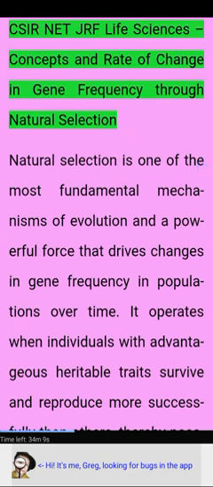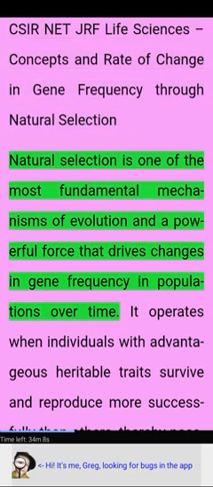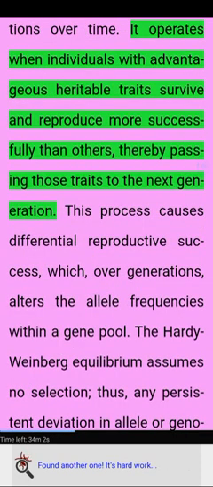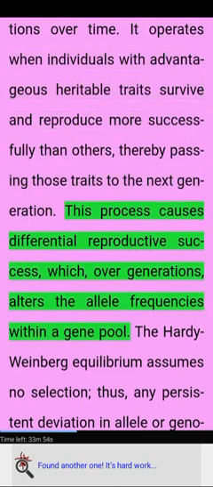CSIR NET JRF Life Sciences: concepts and rate of change in gene frequency through natural selection. Natural selection is one of the most fundamental mechanisms of evolution and a powerful force that drives changes in gene frequency in populations over time. It operates when individuals with advantageous heritable traits survive and reproduce more successfully than others, thereby passing those traits to the next generation. This process causes differential reproductive success, which, over generations, alters the allele frequencies within a gene pool.